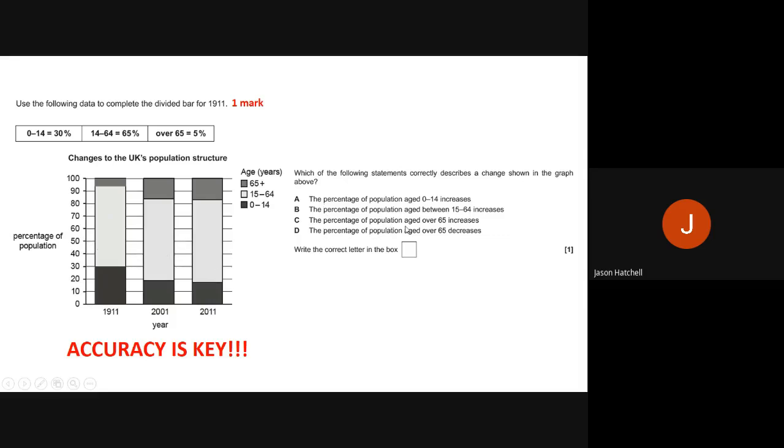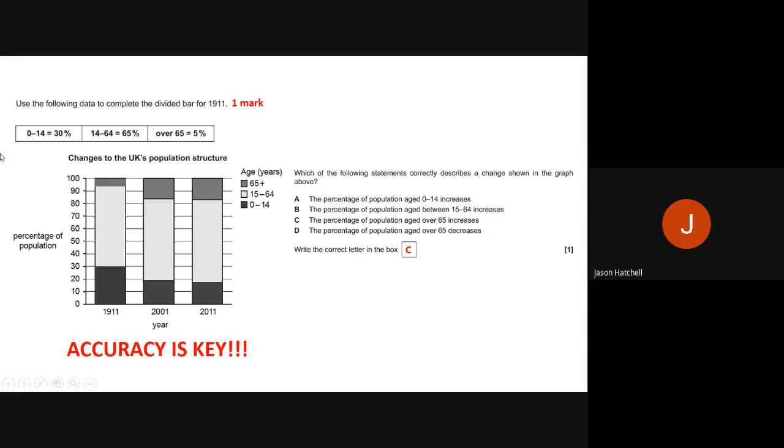The percentage of population aged over 65 increases. Let's have a look here. So that's this top one. So it's 5% in 1911. It's then around 16% in 2001. And then it's around 17% in 2011. So that has to be right then. So that is the category that's increasing. So C is the correct answer.